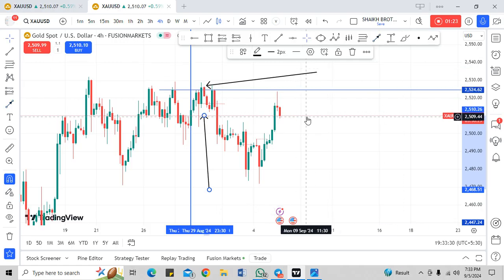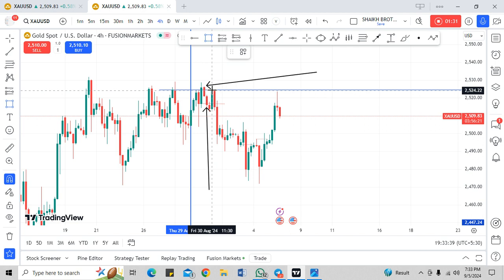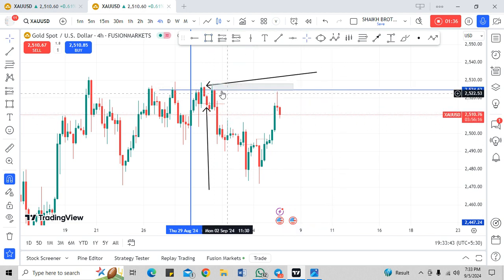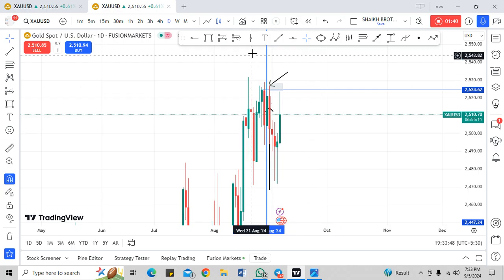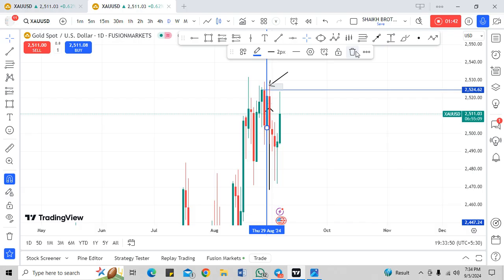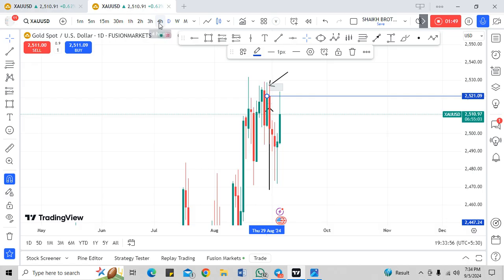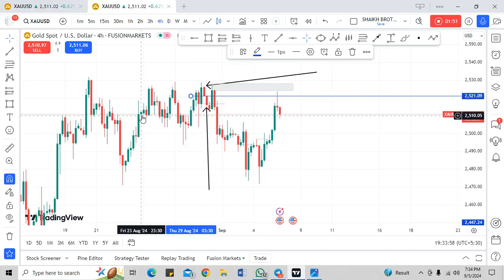So who is responsible for breaking this structure? So this one is responsible, this lag. So we will draw here. Okay, first of all we will go in daily chart. We will see new resistance here. Then we will switch in lower time frame for catching sniper entry.